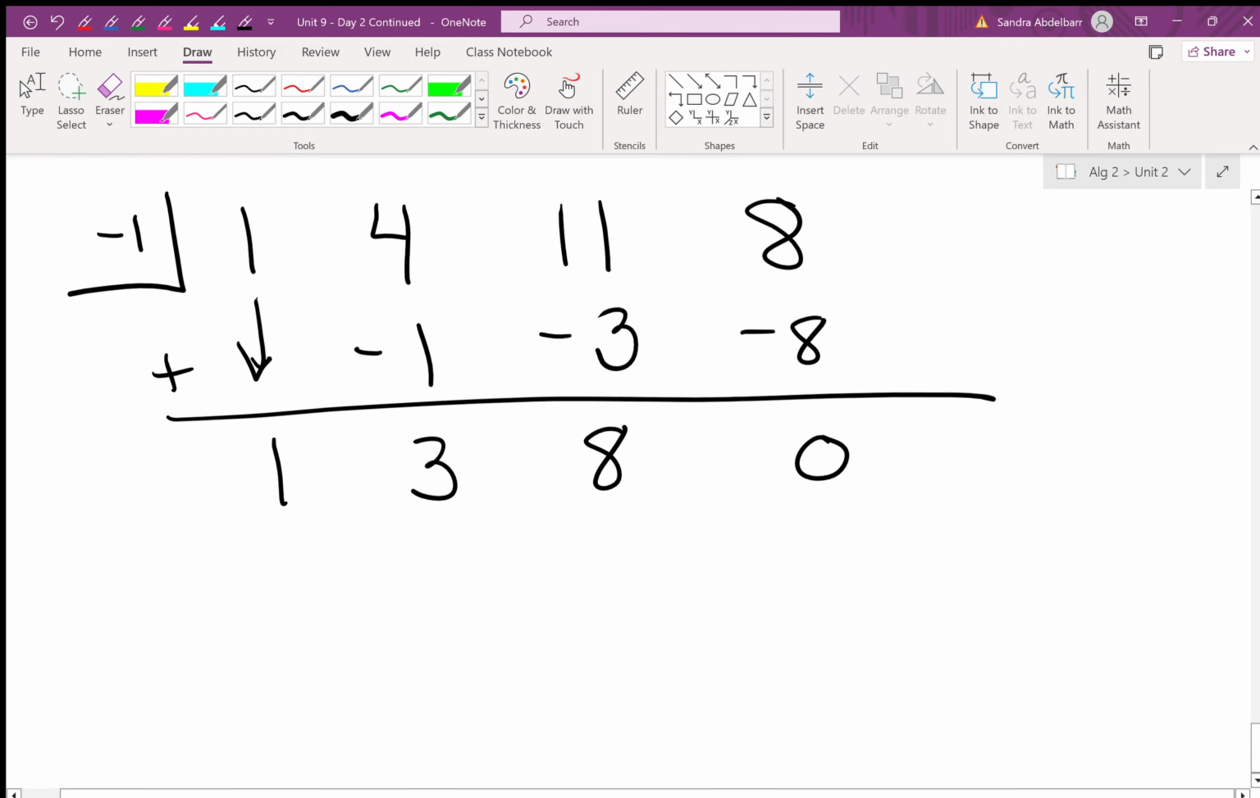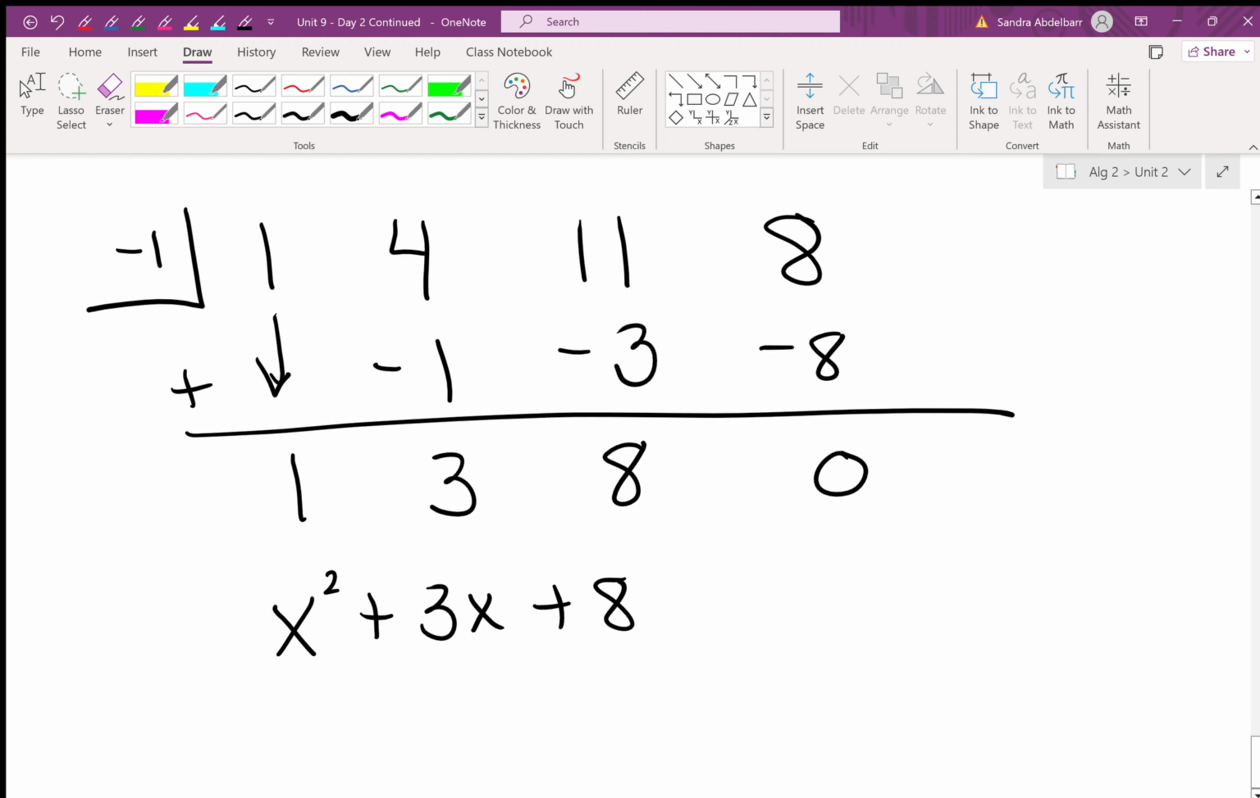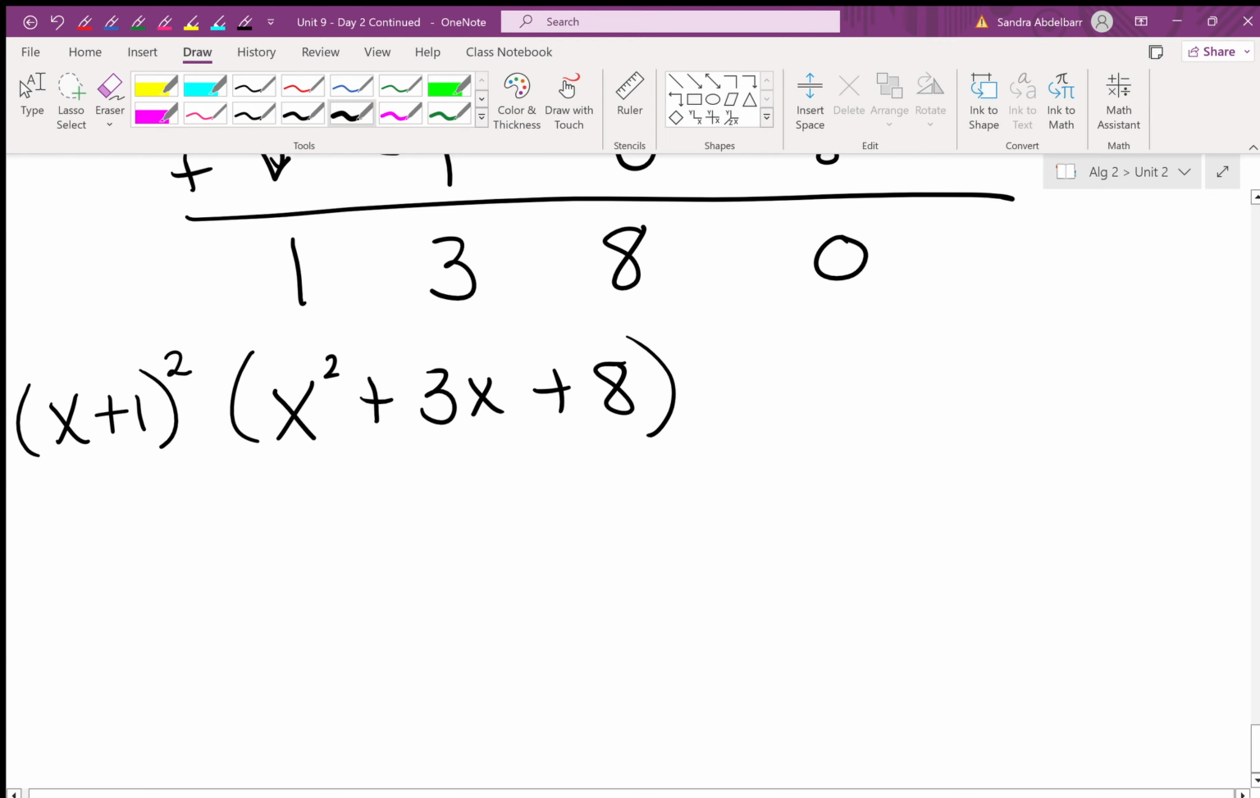So where does that bring us down to? x squared plus 3x plus 8. What are my other factors? Not roots, what are my other factors? Just x plus 1 and then another, so it's x plus 1 squared.